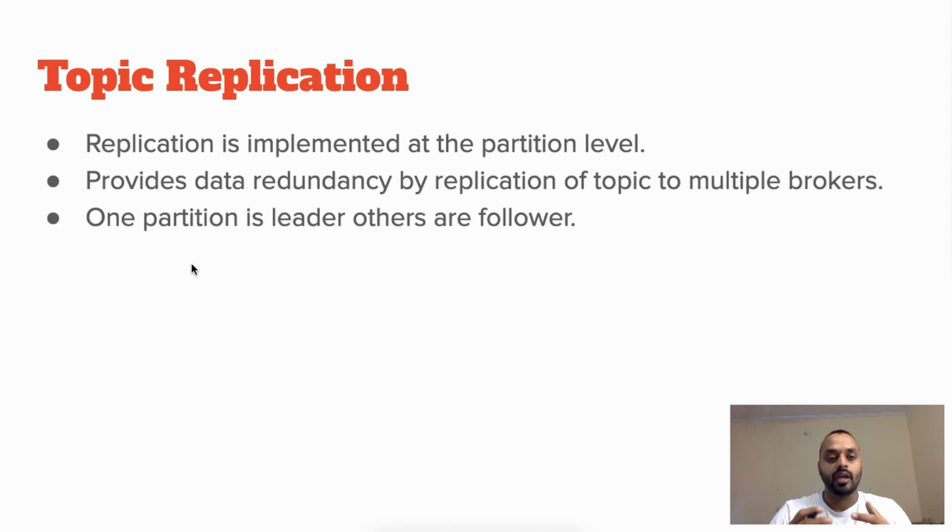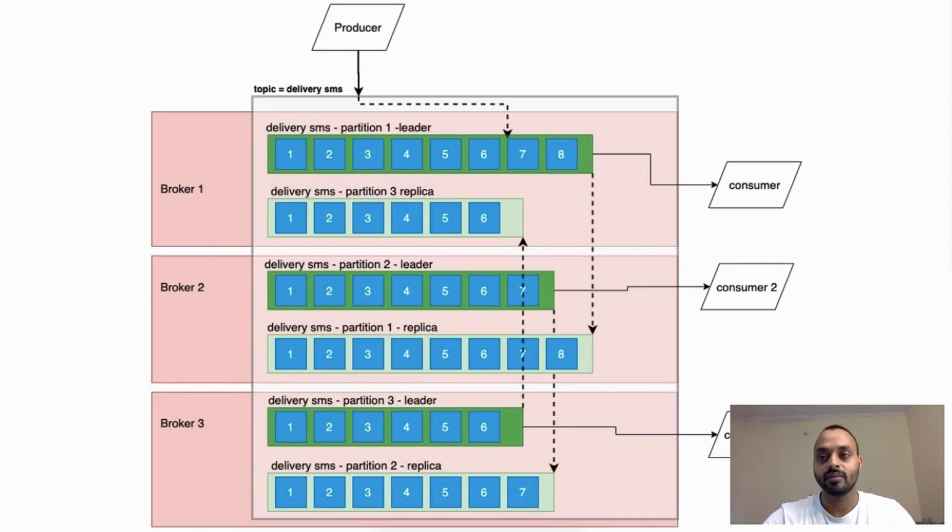The architecture of this replication is leader and follower. One partition is the leader and the other partitions will be followers. All the writes to the partition go to the leader, and the followers replicate from it. Let's see an example. Here we have three brokers B1, B2, B3, and a single topic, delivery SMS, with partition 1, partition 2, partition 3.